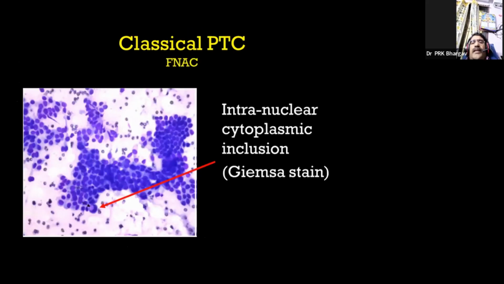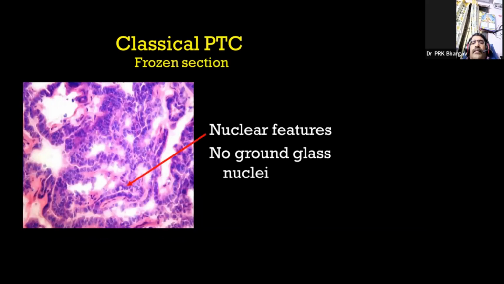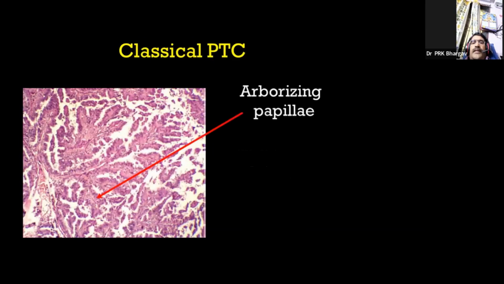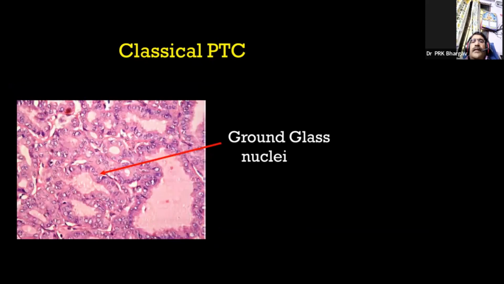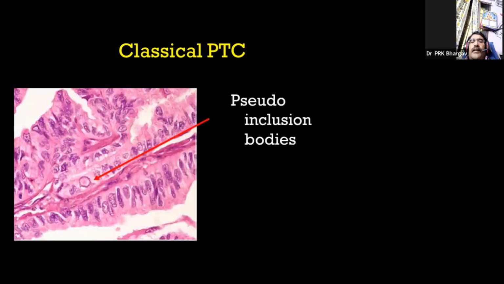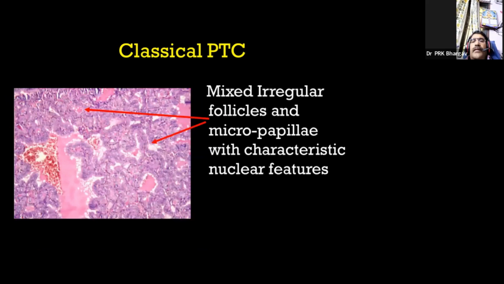Next. As you can see, a few pictures of classical PTC: the intranuclear cytoplasmic inclusion, longitudinal nuclear grooves, ground glass nuclei. Next. The arborizing papillae, you can see the optically clear nuclei, ground glass nuclei. Then the pseudoinclusions, you can also see in classical PTC. The arrangement is irregular follicles with these characteristic nuclear features, with plenty of colloid, bubblegum colloid. Next. Here sometimes the follicles are irregular, mixed with micropapillae and pseudopapillae, but the nuclear features are the defining factors in any variant. So one has to remember that.